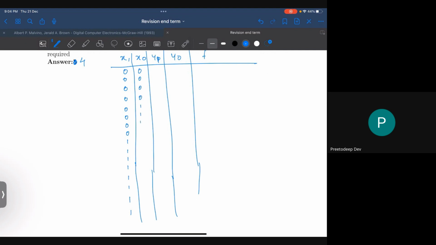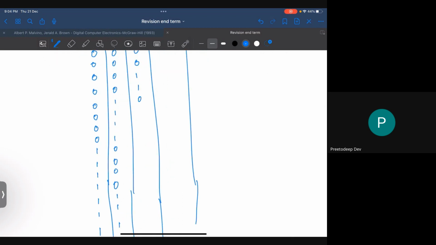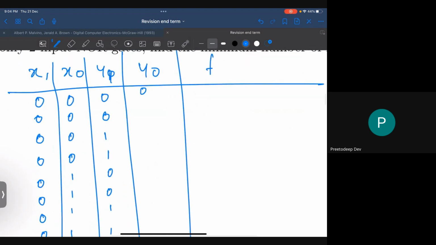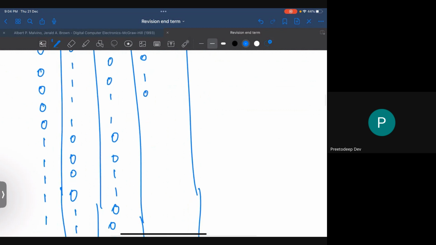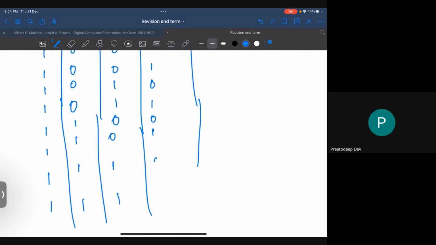One, one, one, one, 0, 0, 0, 0, 1, 1, 1. Then it will be 0, 0, 1, 1. It will be 0, 0. It will be 1, 1. It will be 0, 0. It will be 1, 1. It will be 0, 0. It will be 1, 1. 0, 1, 0, 1, 0, 1, 0, 1.